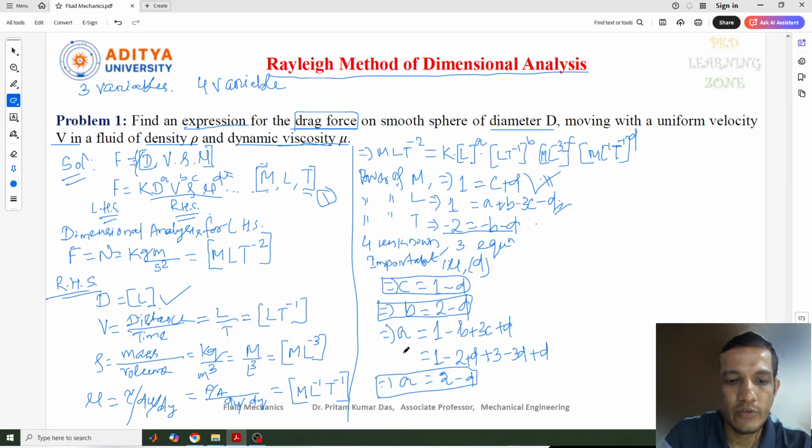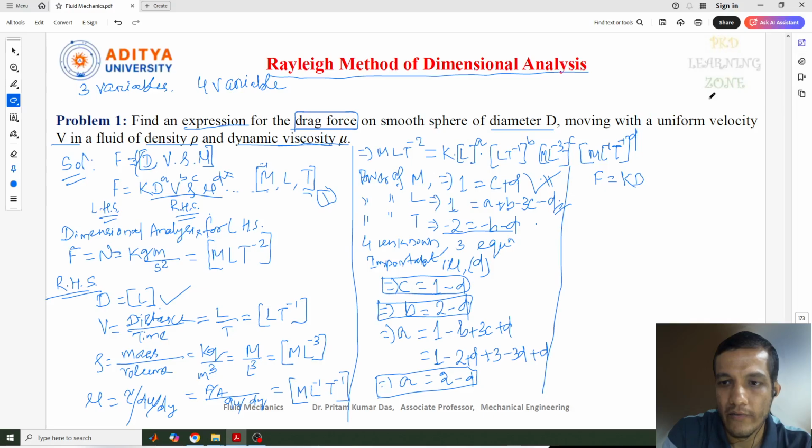Now we need to substitute these values into equation 1, which I gave at the start. After putting the values in equation 1, we can find the expression. That is our ultimate goal. So what is the equation? F equals K into D to the power A.